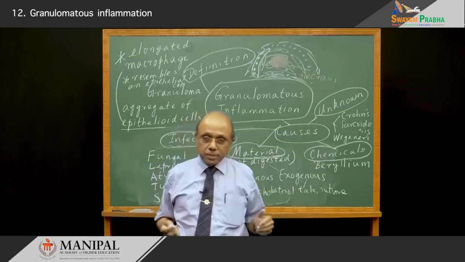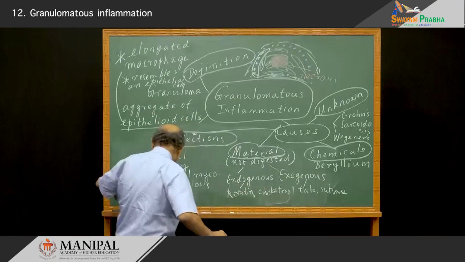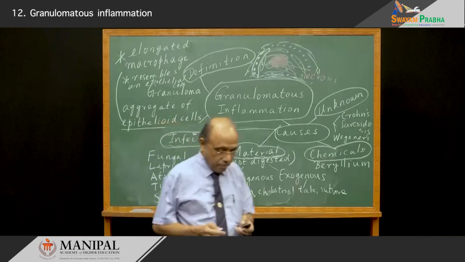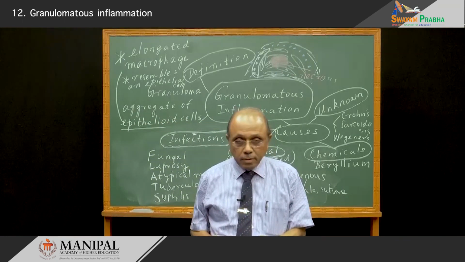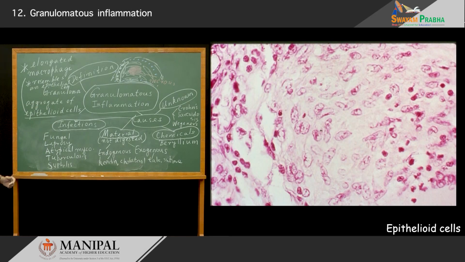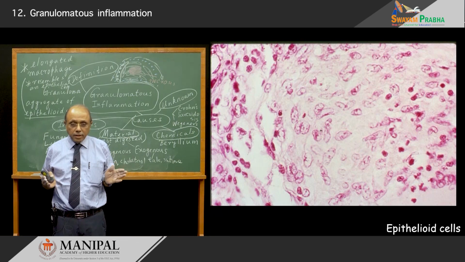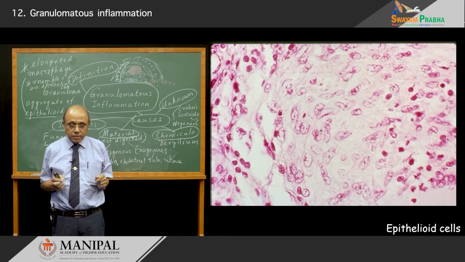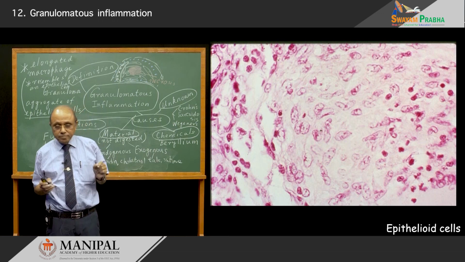Now, let us look at the pictures linked to what I have explained to you, and we will try to understand what I have been explaining to you on the board. What you see here is a collection of epithelioid cells. These are macrophages which have become elongated, and these elongated macrophages are the epithelioid cells. Please note the spelling of the word epithelioid.